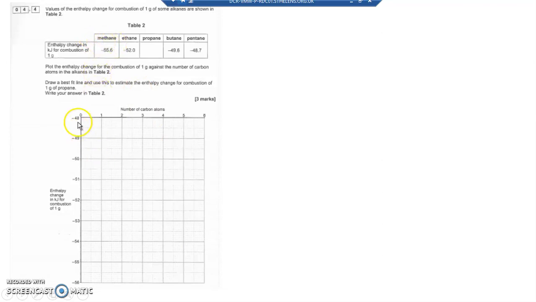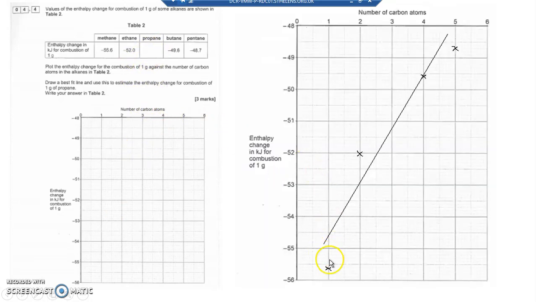Here now we've got some values. So we've got the enthalpy change when you combust each of these alkanes, and we're missing a value for propane. We've got to plot this on the graph, and then use the graph to work out the value for propane. If you plot the points on a graph, you'll get a mark for the points.